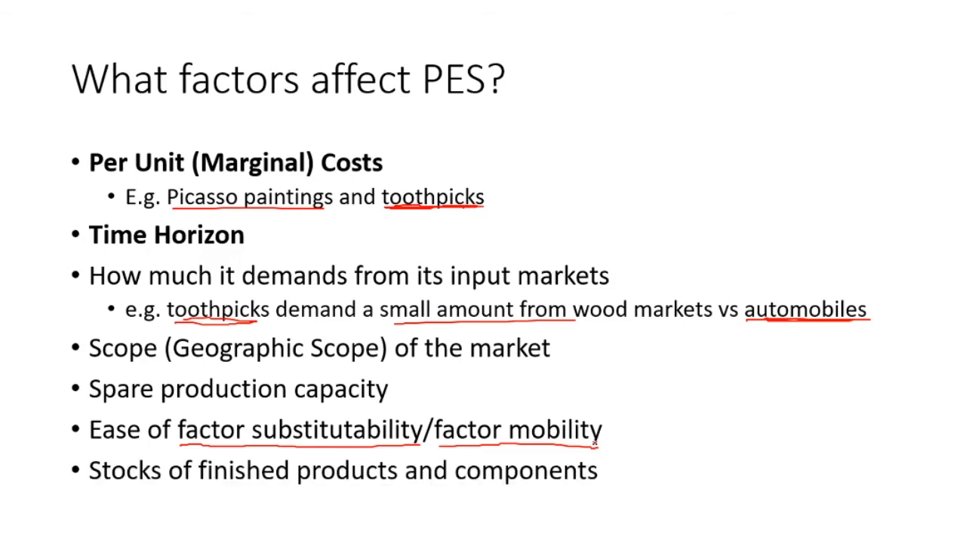And the last one is the stocks of finished products and components. If you've got lots of stock and you've got things that are just sat around, then obviously that means that it's going to be more elastic, because if the price goes up, you don't have to actually physically make the goods. You can just take your stock and sell that. And of course, if you don't have the finished products or the components to hand, if the price of the thing goes up, then it will be more difficult to do that.